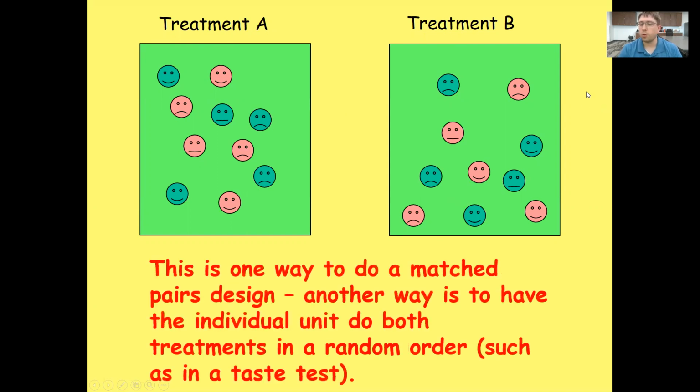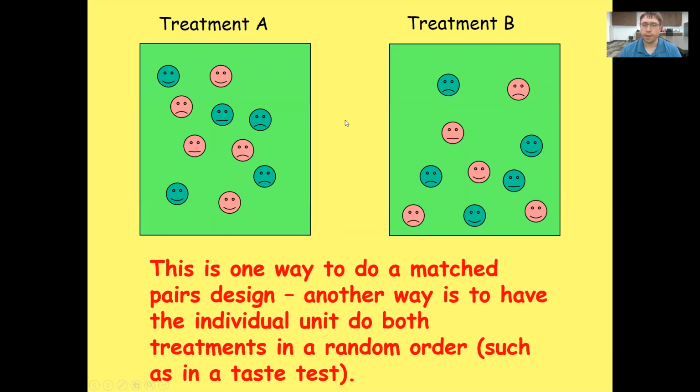The second method is like doing a taste test, like I kind of said earlier. So I would take just the green frowny guy and say, hey, you're going to do both treatment A and treatment B, but you're going to do them in a random order. And then I would take this green frowny guy and say, hey, you're also going to do treatment A and treatment B, and you're going to do them in a random order. And so now the individual units are doing both treatments, whereas with method 1, they're only doing one or the other because they were matched up first. So this is both examples of matched pairs.